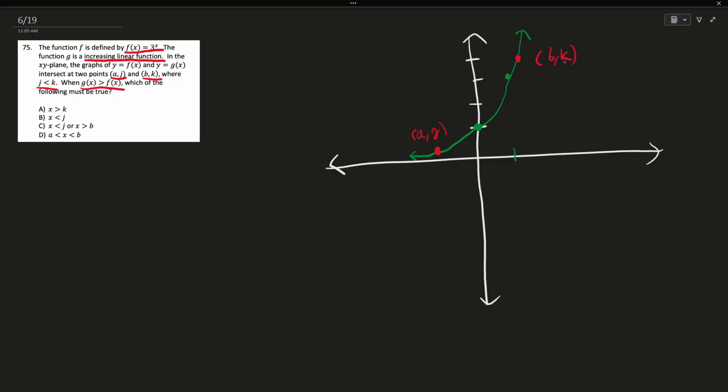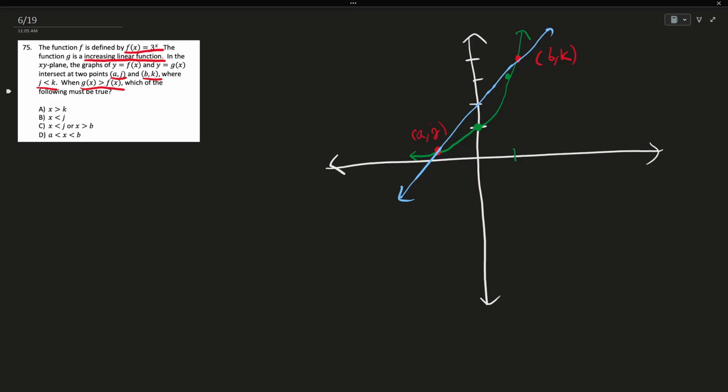Alright, so now we need to graph our linear function. So I'm going to use a separate color here. Our linear function must intersect at these points, so we know it's going to look something like this. So now that we have this graph here, we can answer our question.